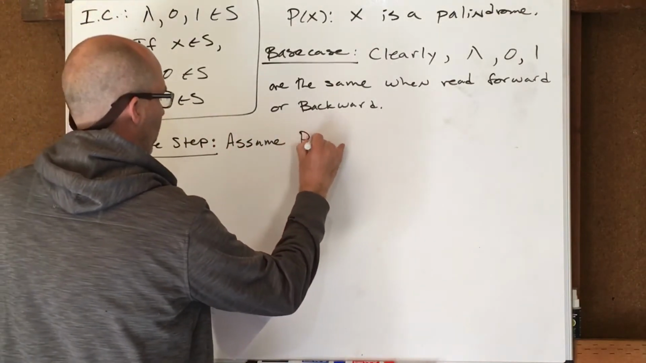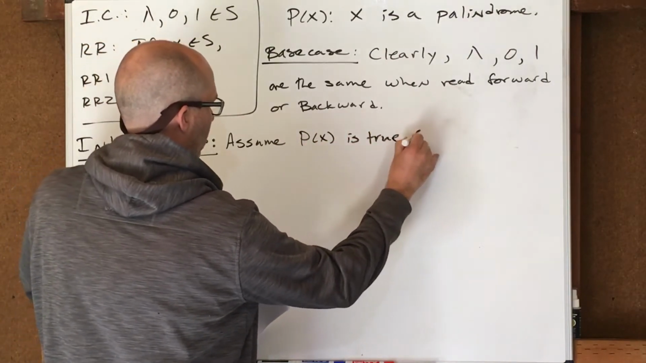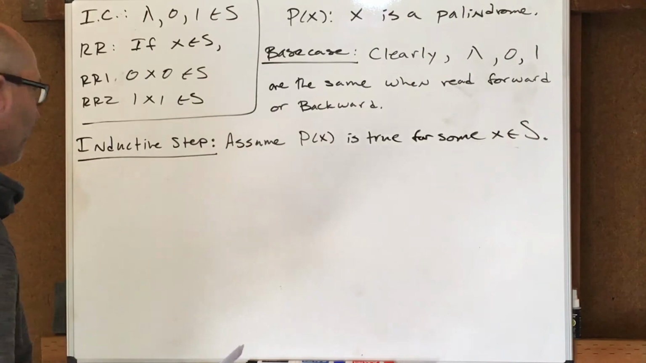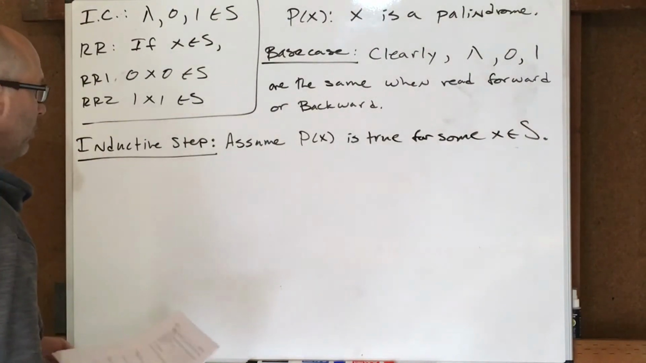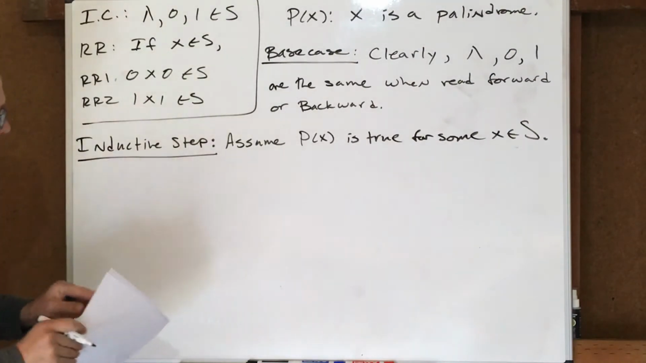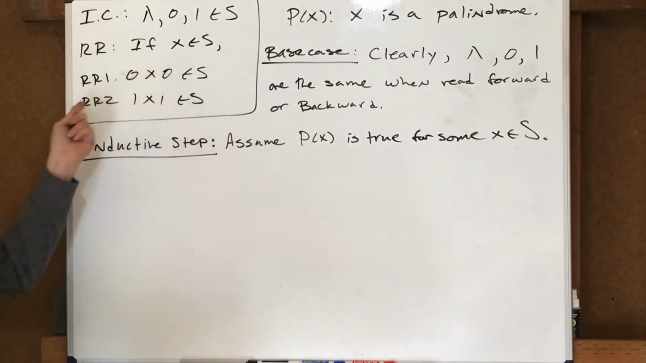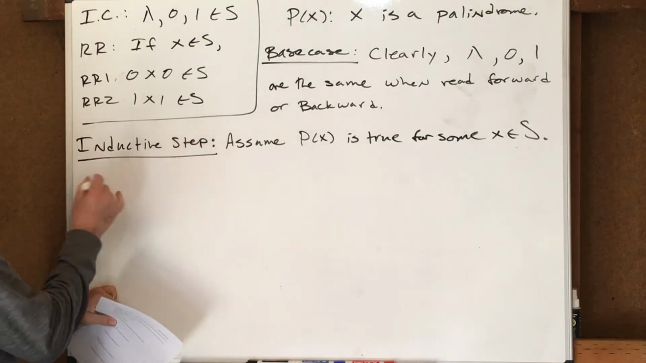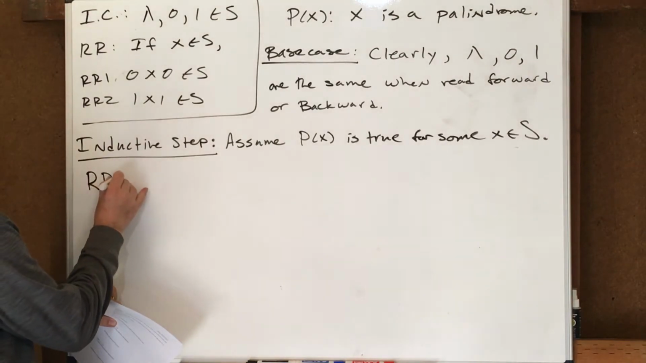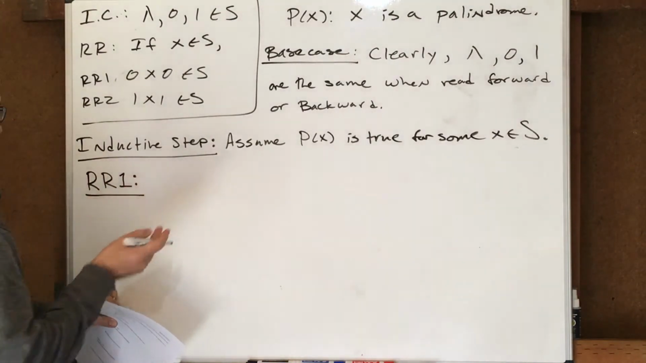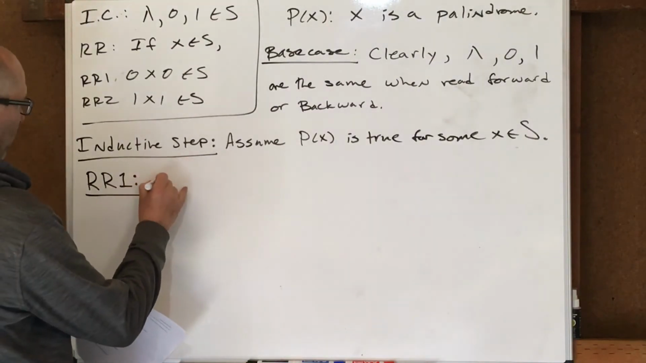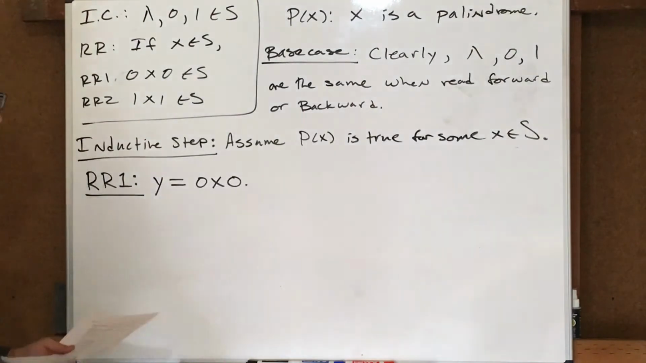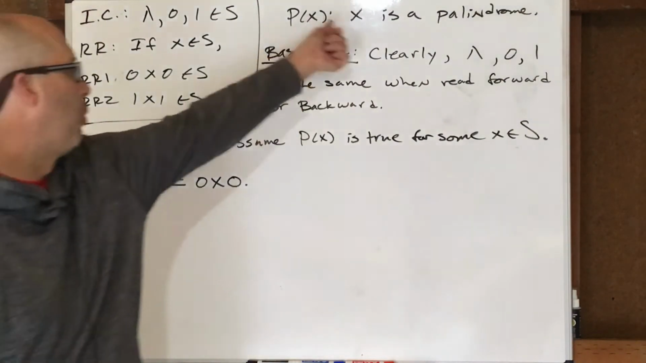Okay, so now the inductive step. Here we're going to assume P of x is true for some x in S. So we have x, and recursive rule 1 will do something to x, recursive rule 2 will do something to x. So we've got to treat both cases separately. You can think of this as a proof by cases. You can just say recursive rule 1: y is equal to 0x0, and our goal here is to prove P of y, that y is a palindrome.